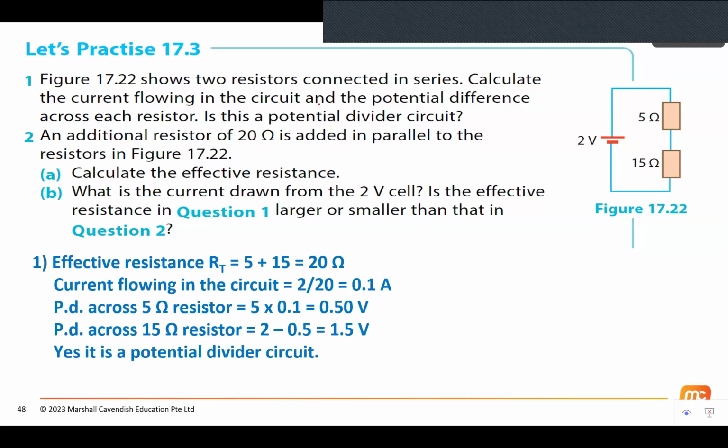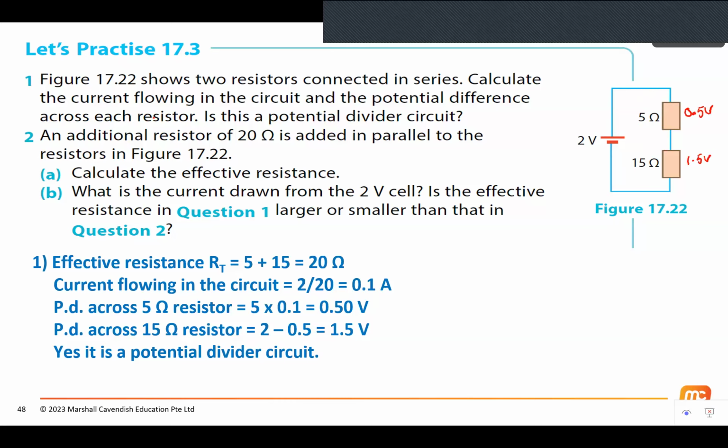Okay, and then the question asks, I also need to find the potential difference across each resistor. So the current is 0.1. So I want to find the voltage across 5 ohms. V equals IR. So it's 0.1 times 5 and 0.1 times 15. Okay, so I get 0.5 volts and 1.5 volts. So they ask you, is this a potential divider circuit? Yes, because I am splitting my 2 volts up into 0.5 volts over here. Let me jot down 0.5 volts over here. I consist of 2 resistors connected in series, so I split up my voltage into 0.5 volts and 1.5 volts. So this is a potential divider circuit.